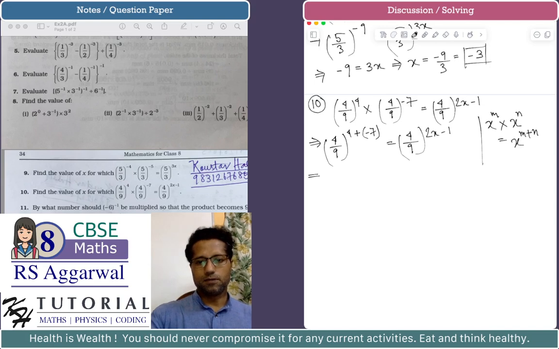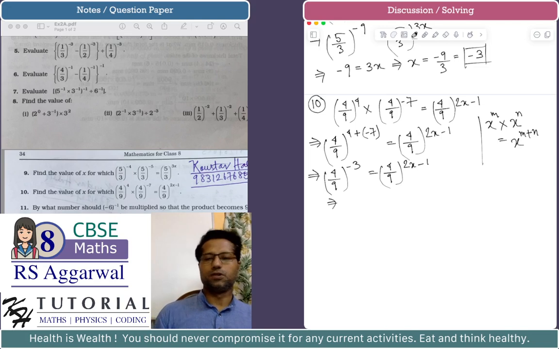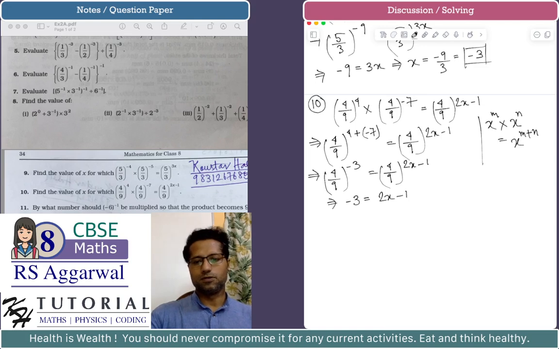So this implies (4/9)^(-3) is equal to (4/9)^(2x-1). So we see two exponential forms are equal and they have the same base, so their powers must be the same. So this implies -3 is equal to 2x-1. So this is a linear equation in one variable x.